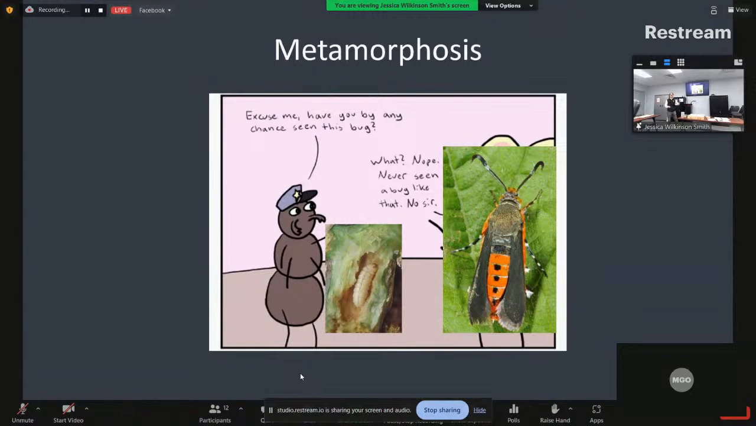Maybe bees, we think of that as well. I know we were talking about beekeeping in here earlier. They go through complete metamorphosis, but also it's important to understand incomplete metamorphosis, where the nymphal stage of an insect before it becomes an adult might look completely different.